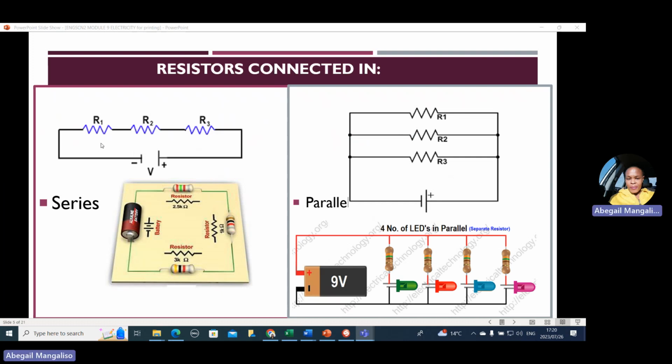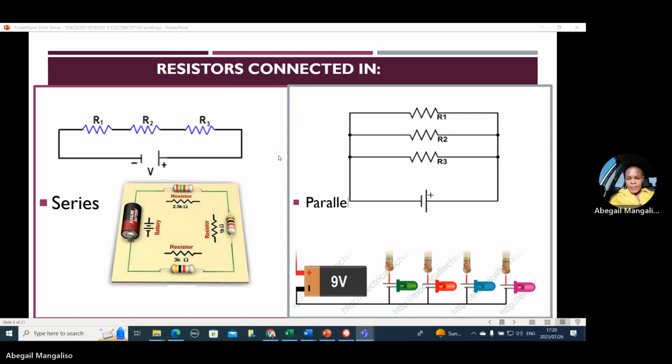The resistance, if these resistors are 3 ohm each, so the total resistance will be 3 plus 3 plus 3, which is 9.